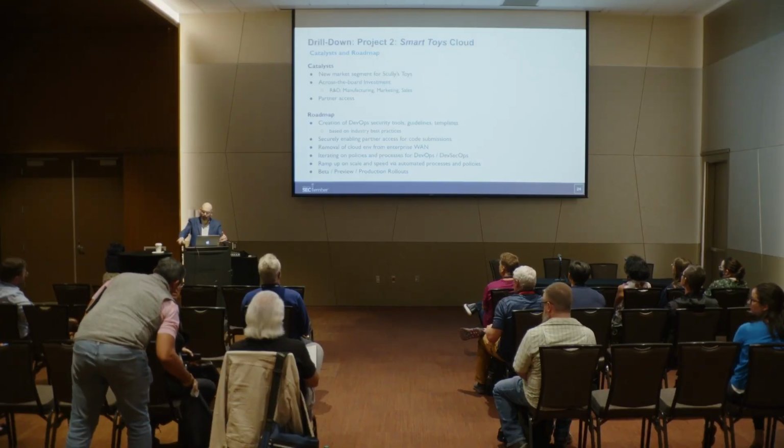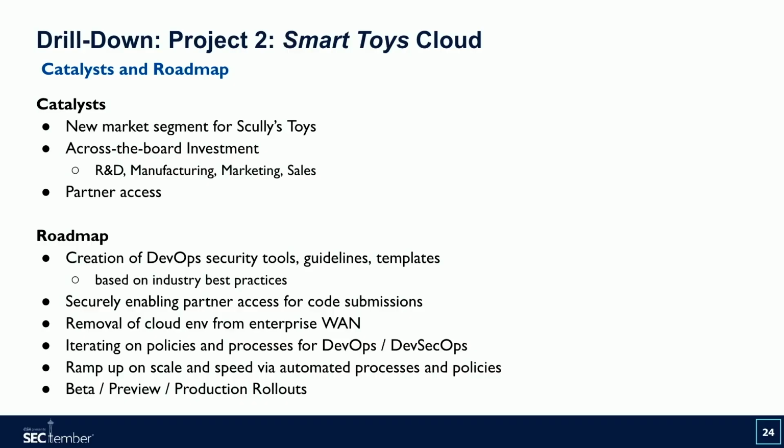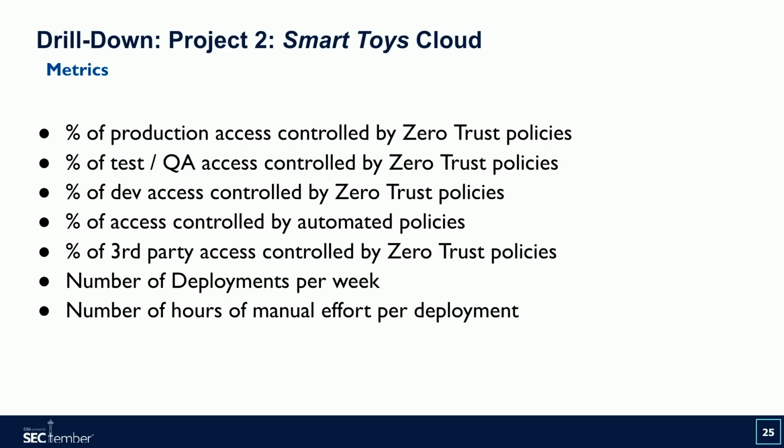They also want to enable their development partners to securely access this. They want to segregate or separate the cloud environment, the infrastructure as a service environment of choice, from their enterprise WAN, because that's how they got started, but they definitely want to move away from that to keep it separate. They want to have a way to start to improve their maturity and automation around DevOps and DevSecOps, and begin to have an environment that can operate and deploy at scale and with automation. And they have a plan for a staged set of beta and then preview and then production rollouts in this environment.